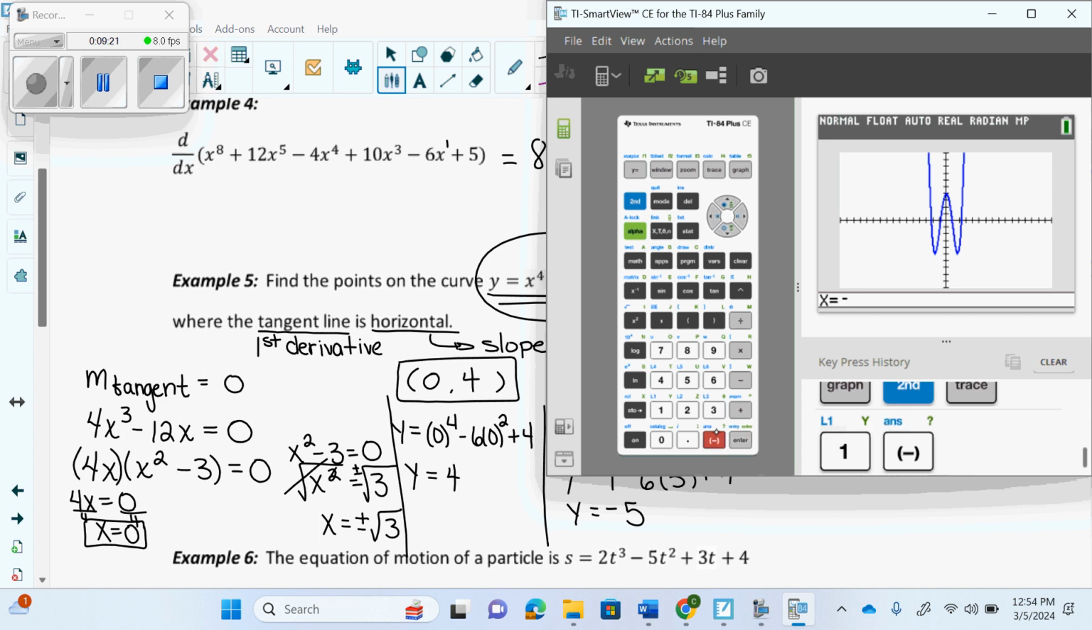And I can go negative root 3 if I so choose. And look, it's at the minimum, correct? Could I just calculate the minimum and see if it is the coordinate I just found? Yep. Then I can go 0, enter. Oh, wait, it's the maximum. And then I can go root 3, enter. And now it's the minimum, so I know I'm correct. Okay? So you can double check horizontal tangents because they should be where your max and mins exist.